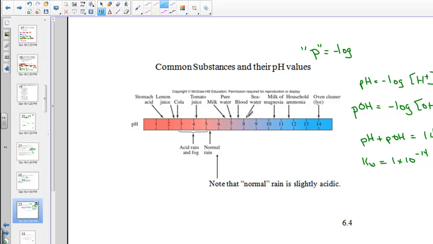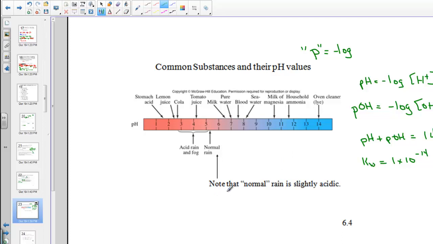Ocean water, seawater, is alkaline. It is slightly basic, a little above 8. Milk of magnesia is a medicine used to neutralize acids in your stomach, a pH of about 10.4. Household ammonia is a cleansing agent, isn't it? A pH of over 11, just slightly below 12. An oven cleaner such as lye, sodium hydroxide, has a pH of about 14, a very strong base.